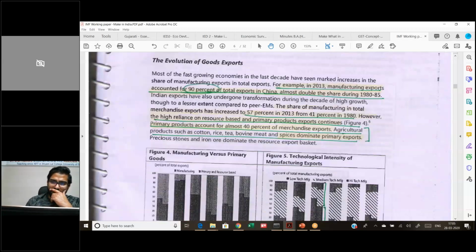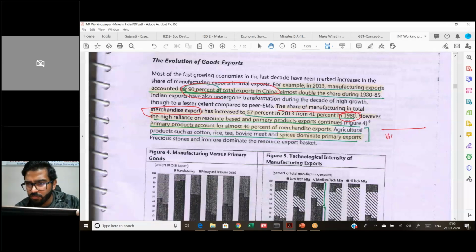The evolution of goods exports. Now, as I was telling you, in 2013, manufacturing exports accounted for 90% of total exports of China. Whereas in India's case, it increased from 1980. So the other figure was not from 1980. The share of manufacturing in total merchandise exports, we are talking about as a percentage of total merchandise exports. So remember, the base is a little different. Merchandise exports, if you can remember, is everything which is visible.